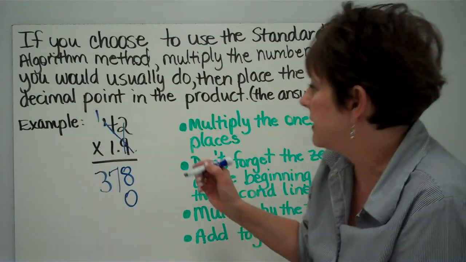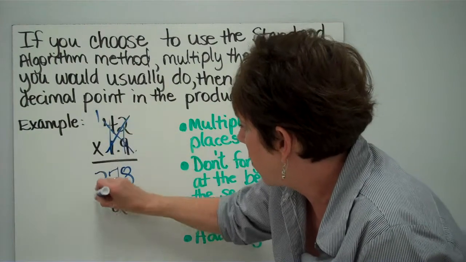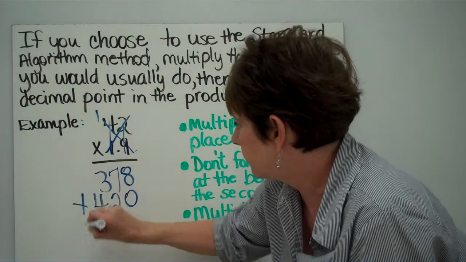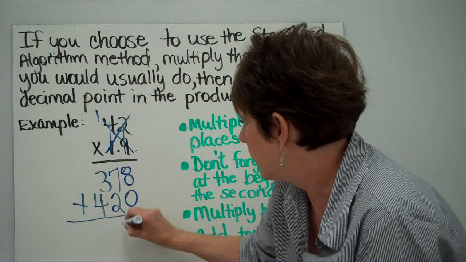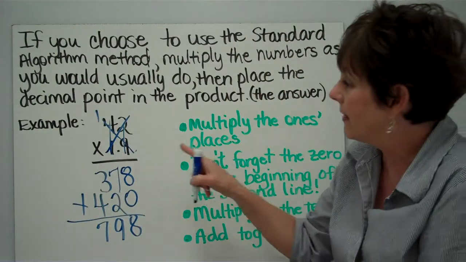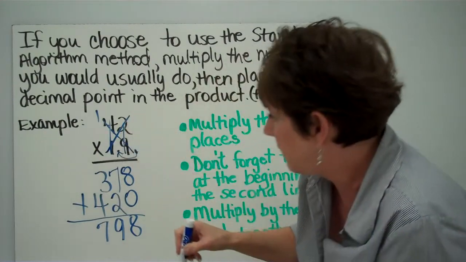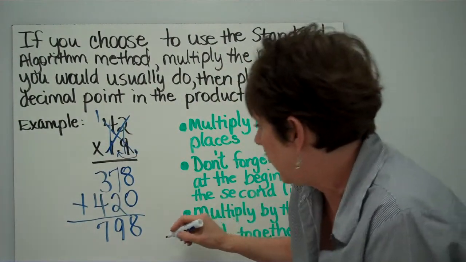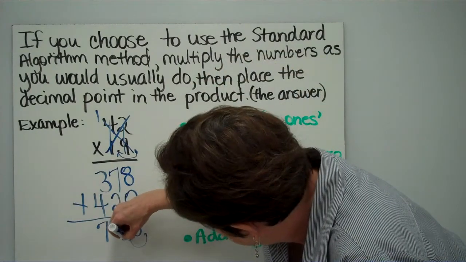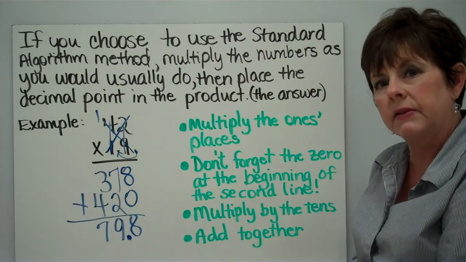Then you're going to multiply by the tens place. 1 times 2 is 2. 1 times 4 is 4. At the end, you're going to add it together. This would be 8, 9, and 7. Don't forget the decimal point. Because this decimal point has been moved over one place value, you'll do the same thing here. It would have been here. Now it's here. So our answer is 79 and 8/10.